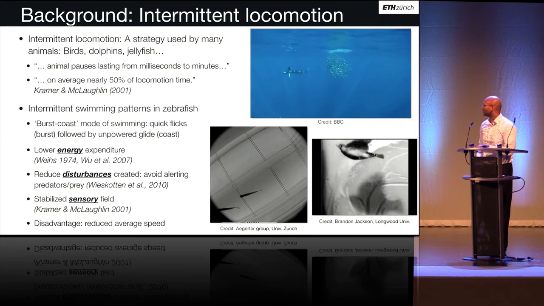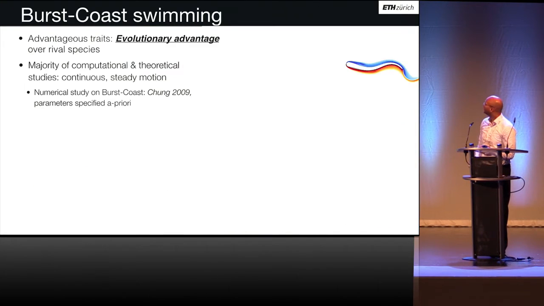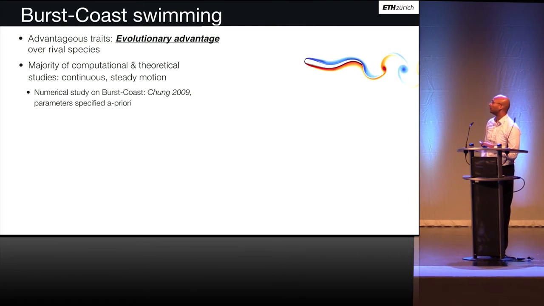One disadvantage is that it reduces the average speed. But again, it's a type of behavior that is not used in life-threatening situations. Okay, so with all of these advantages, any sort of behavior that gives you an advantage is very important because it can help you compete with rivals. So it gives you an evolutionary advantage.